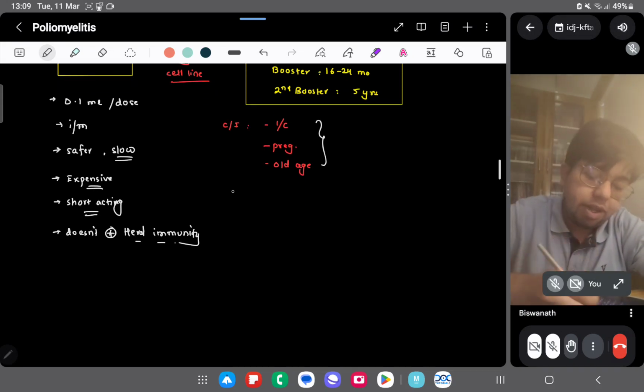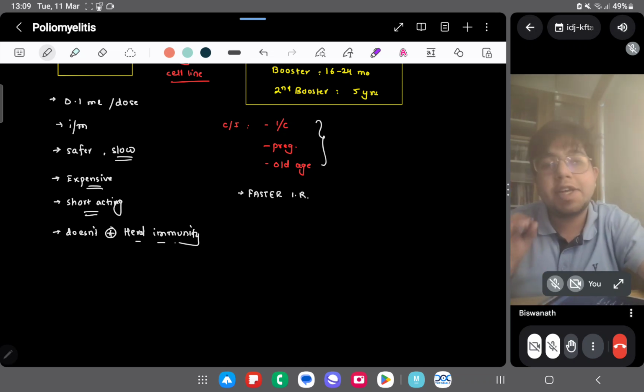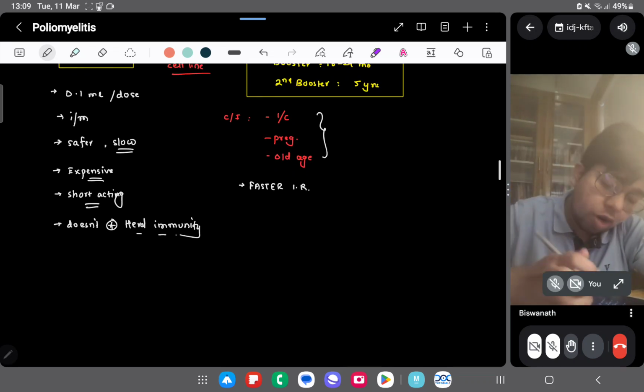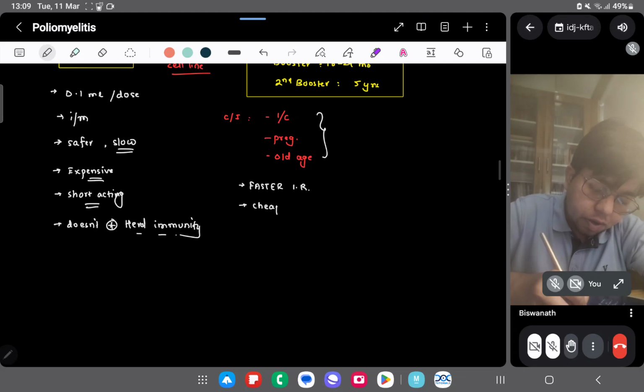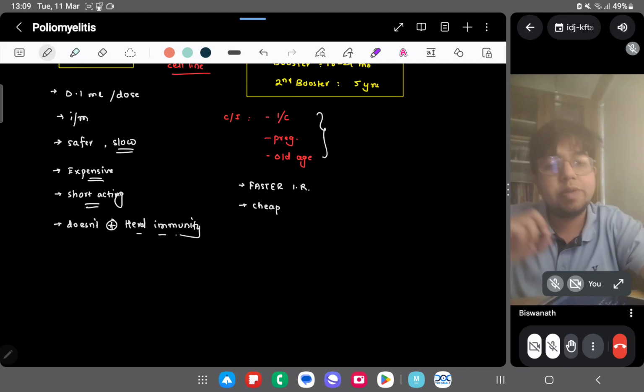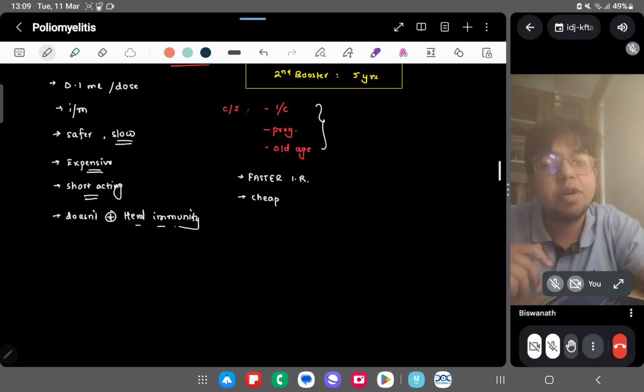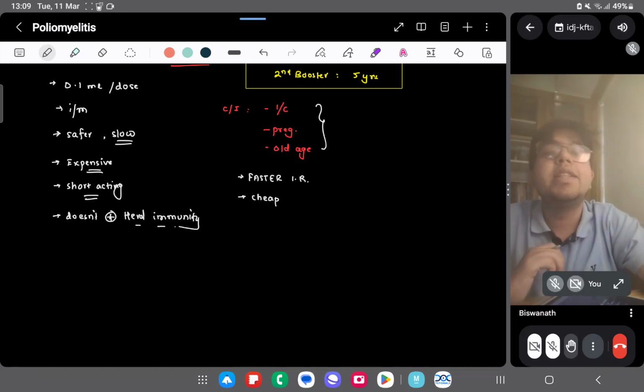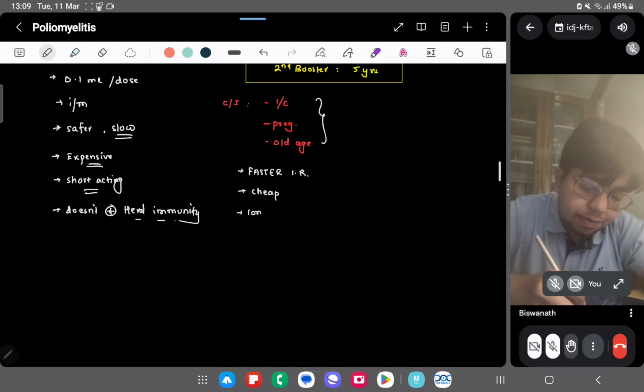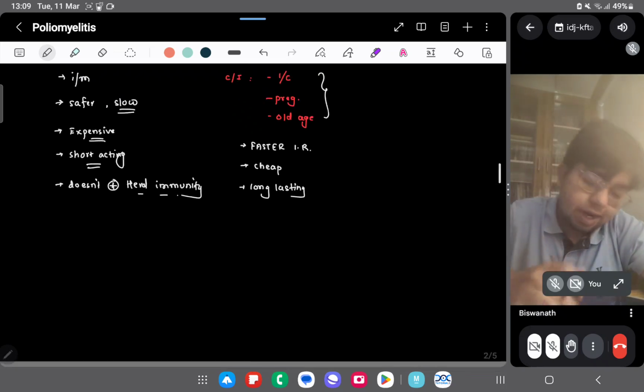But remember, the advantages are that it is a faster vaccine, it induces a faster immune response. It is more economical. It is cheap. You must be knowing 'do boond', 2 drops of polio, 'do boond zindagi ke'. Then it is long lasting, all the opposites of this. Long lasting, and it will also induce herd immunity.